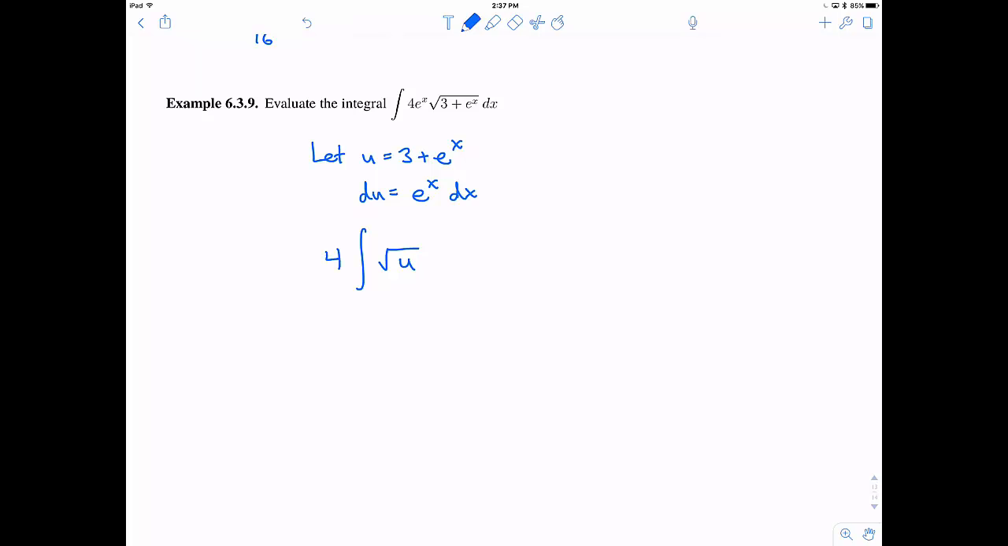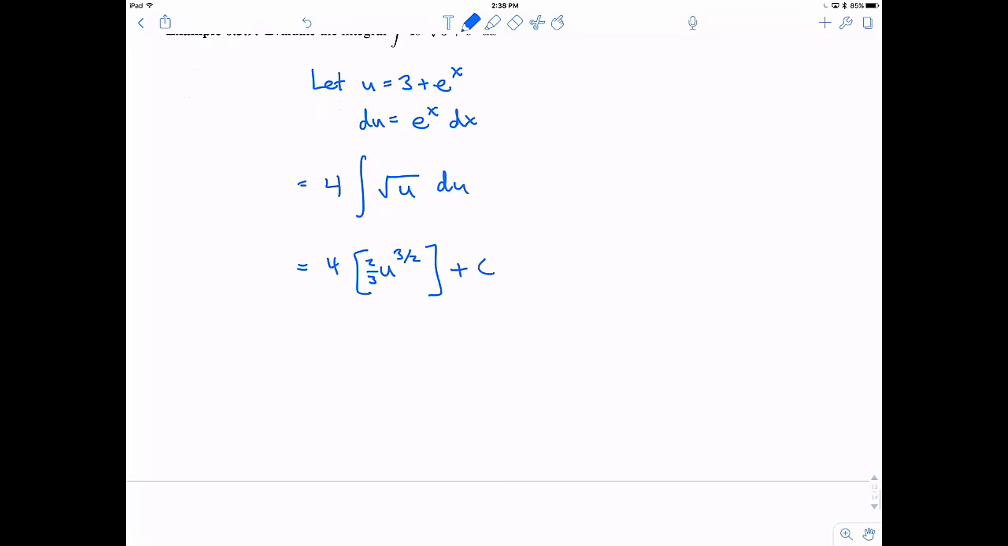And then, let's see, the 4 I could pull out, and then e to the x dx I trade in for du. All right, so now let's integrate this thing. When I integrate u to the 1/2, it becomes 2/3 u to the 3/2. Of course, plus c, it's an indefinite integral.